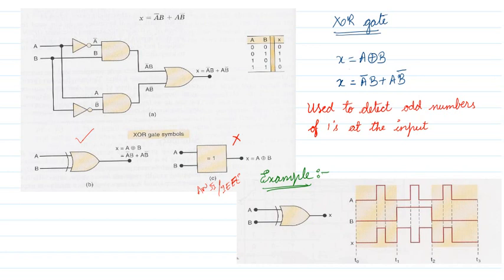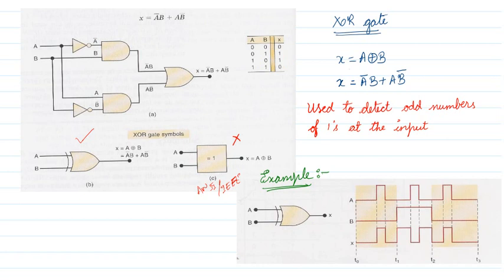So I can say it is used to detect an odd number of 1s at the input. What is the meaning of an odd number of 1s? We can see there are 2 inputs. How many 1s are there? Only one is there. So an odd number of 1s, and the output is 1. Similarly, we have only one 1, the output is 1. This concept can be extended to any number of inputs to the XOR gate.